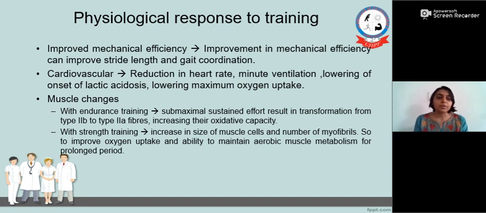And in muscles, we may see with endurance training, sub-maximal sustained effort results in transformation from type 2B to type 2A fibers. So there will be increased oxidative capacity. So these kinds of patients do not get fatigued very easily. And for strength training, there will be an increase in size of muscle cells and number of myofibrils, so as to improve oxygen uptake and ability to maintain aerobic muscle metabolism for a prolonged period of time.